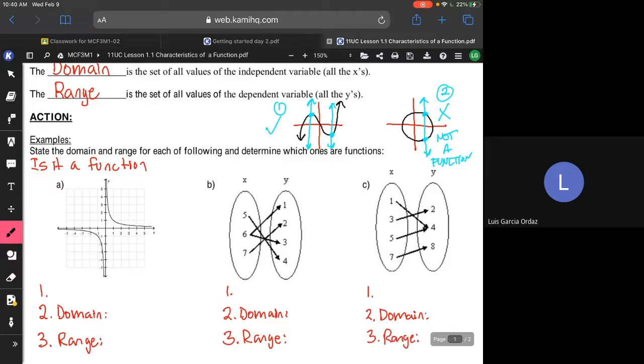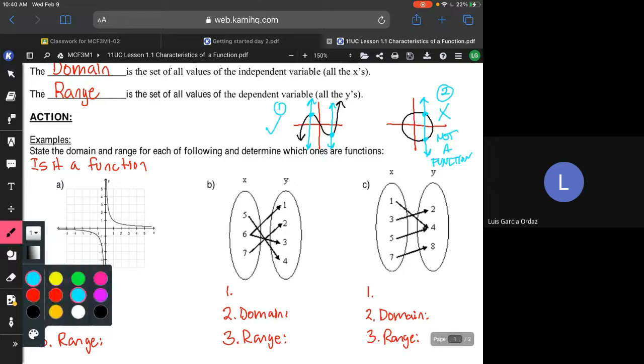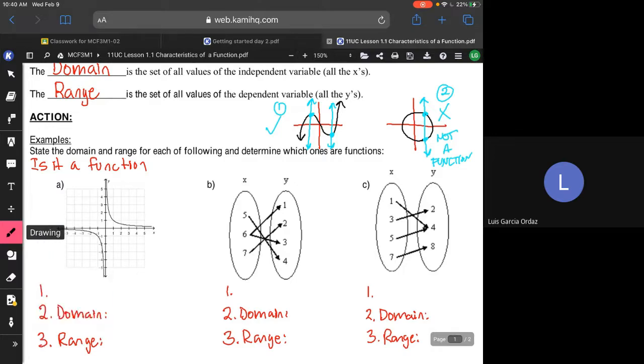Let's start with, is it a function for all of them? For A, if you were to draw a vertical line anywhere in the graph, is it a function? Yes. Because this hits one point here and it hits one point there. So yes, it is a function.